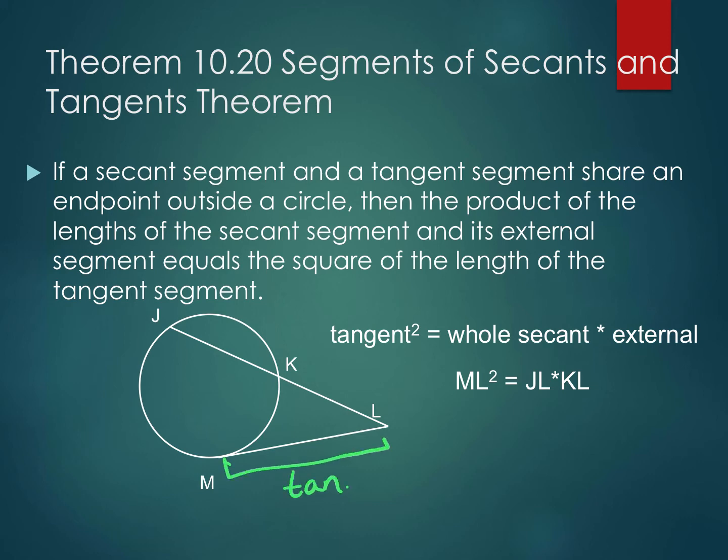So I'm going to square that and set that equal to the secant segment, so the whole thing, times its external, which will be this little piece. And this is for the secant segment. So it's going to be tangent squared is equal to whole times external. And now we're just going to do examples of these theorems.